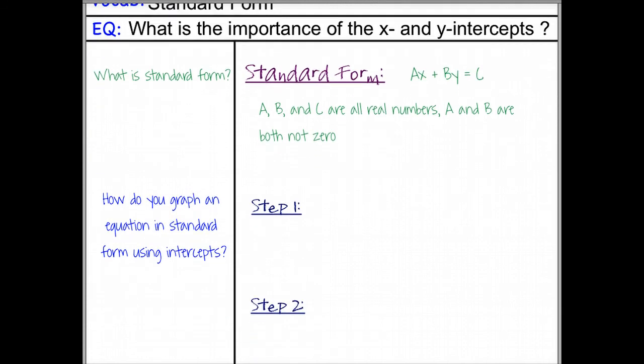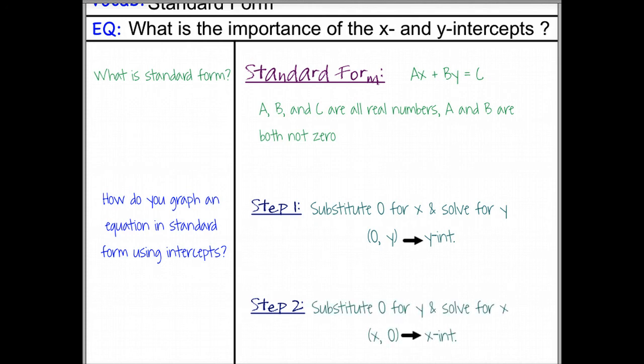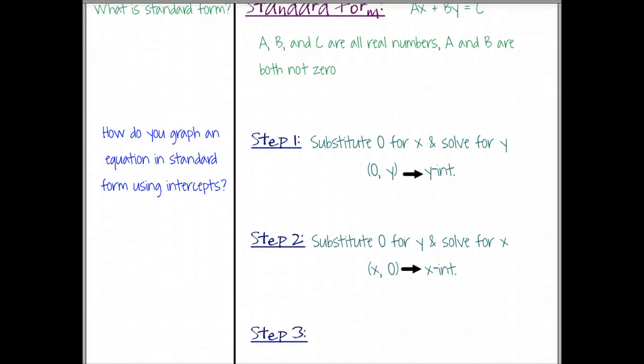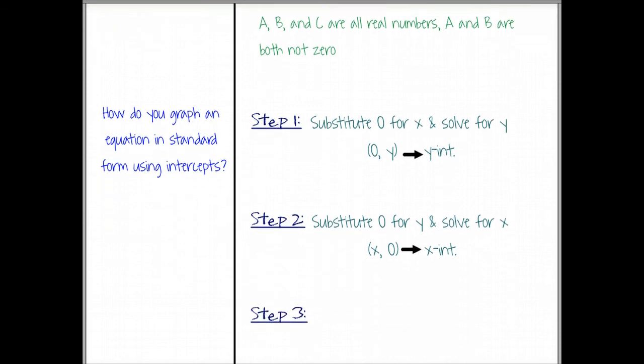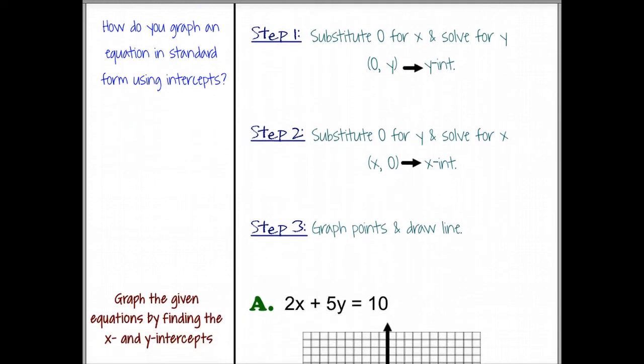So how do we graph an equation in standard form using intercepts? The first thing we do is we substitute 0 in for x and solve for y. And then we do the opposite. We substitute 0 for y and solve for x. So this is how we find our x and y intercepts. Then we graph the points and draw the line.